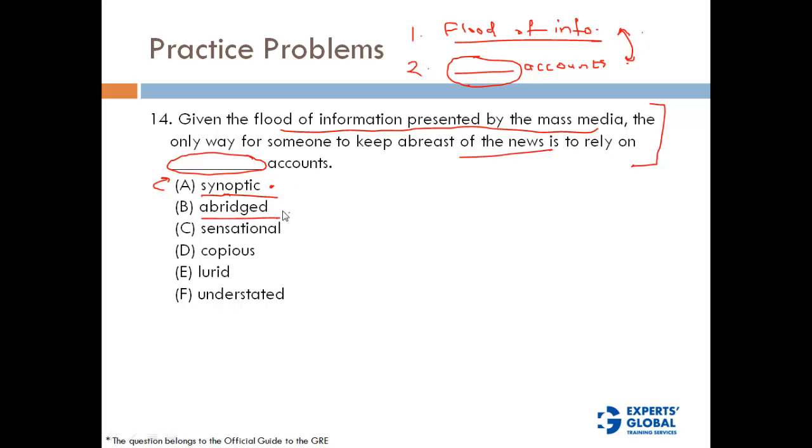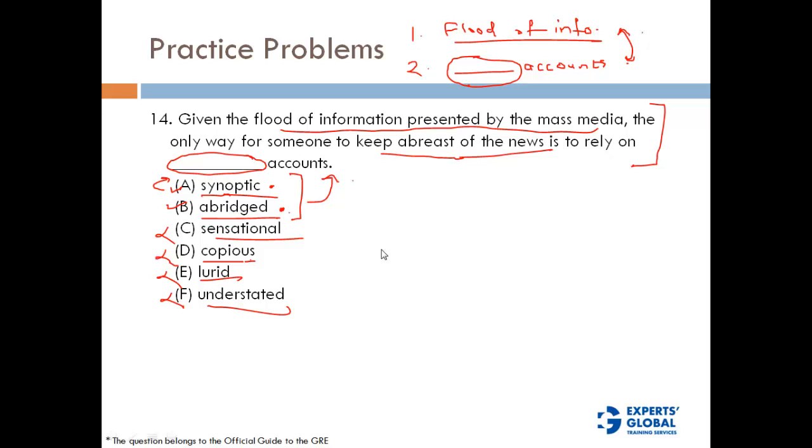Abridged, again similar to synoptic. Both these options mean the same thing, and both these options fit in the context. Let's look at other options. Sensational, not relevant. Copious is plentiful. Already you have a lot of information, and the only way to know all the news is by reading more. Something like that the author is saying. It doesn't make sense. Lurid, out of context, and understated, out of context.